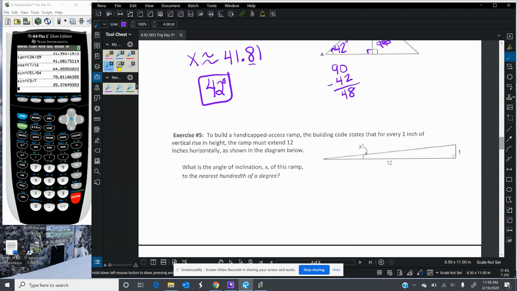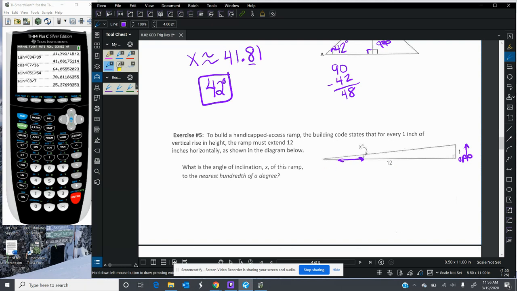Last but not least, exercise 5, to build a handicap ramp. Building code states that for every 1 inch of vertical rise, the ramp must extend 12 inches horizontally across. Remember, horizontal goes left to right. Vertical goes up and down. So the 1 is representing 1 inch is opposite, and 12 inches.